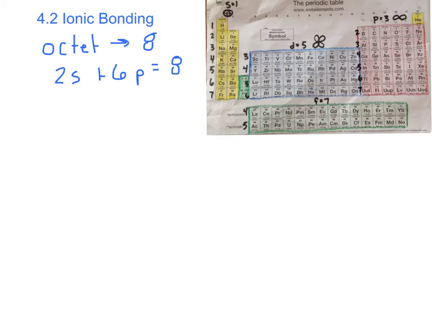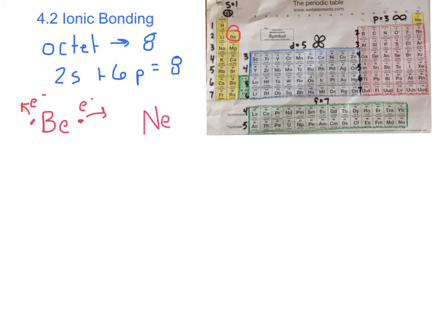Now, they're either going to gain or lose electrons to be that way. So let's look at a couple of them. Let's look at Be. Be is right here. It has 2 electrons in its outer shell. So if we do the Lewis dot, it looks like this. Now, is Be closer to 8 or closer to 0? Well, if you said closer to 0, you're right. It's going to get rid of those 2 electrons to become like the noble gas neon below it.